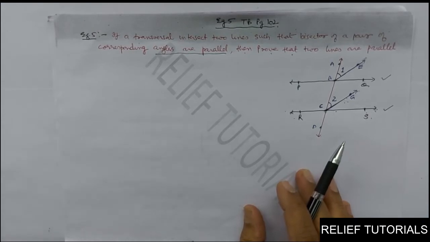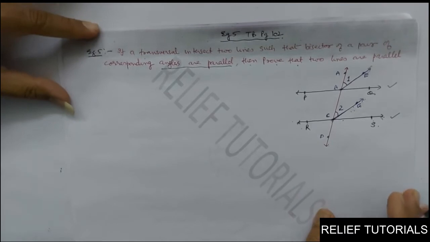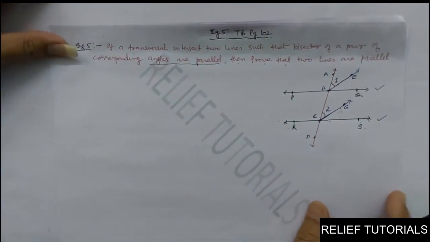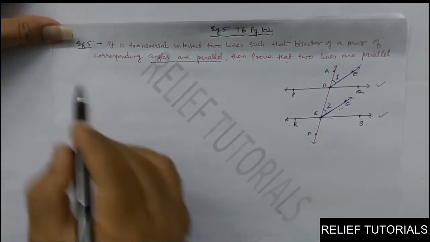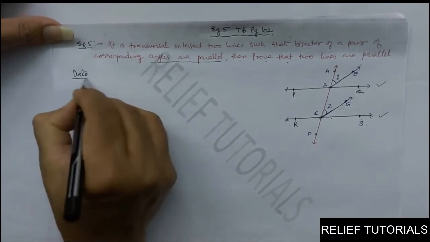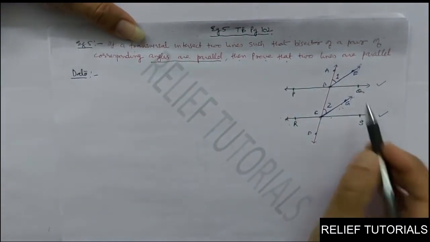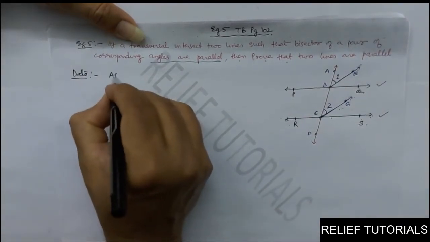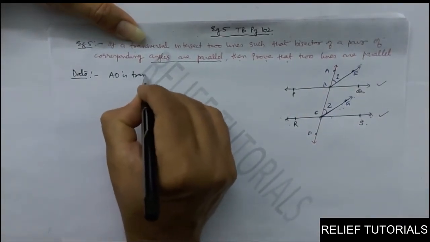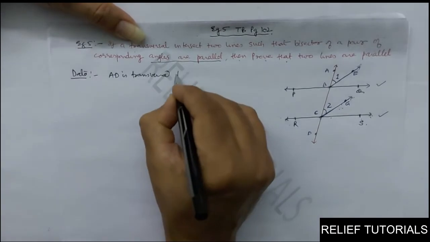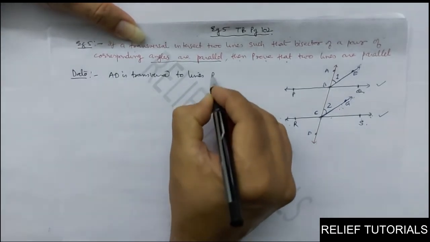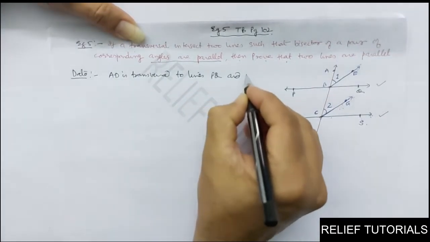Okay. See, what is the data? I will write here. I hope you understood the problem. See, data, we are going to write data. What is given? PQ and RS. AD is transversal to the two lines PQ and RS.